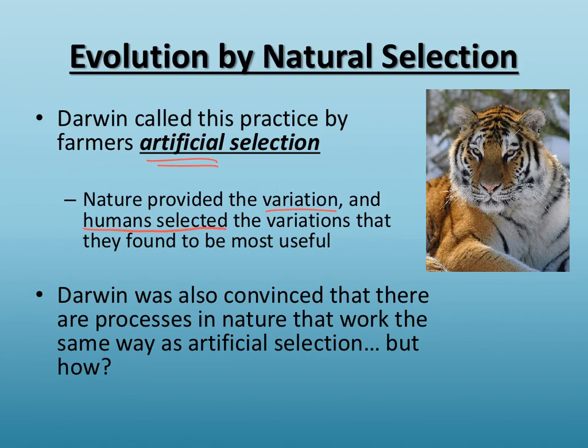But such unique organisms out there, Darwin was convinced there is a natural process that will also identify which organisms should survive and reproduce.